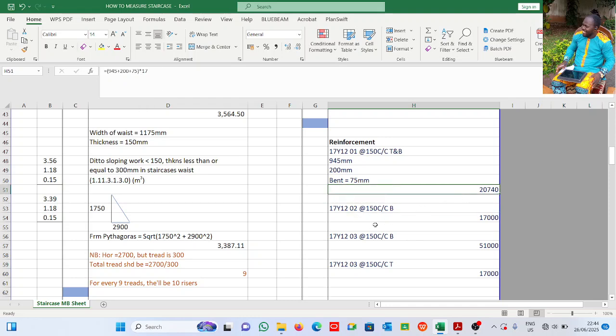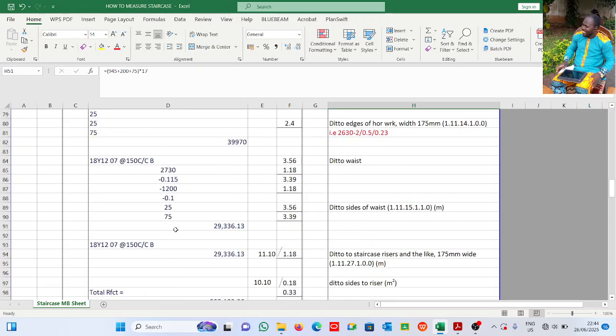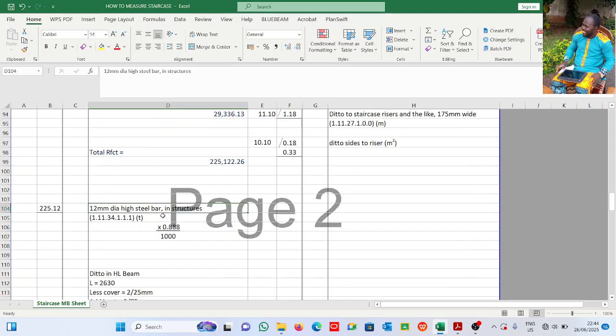So the same way we do for all the other reinforcements. At the end of the day, we add them up together. That's 20. This is 225.122.26. All right, and this is a 12 mm diameter high steel bar in structures.